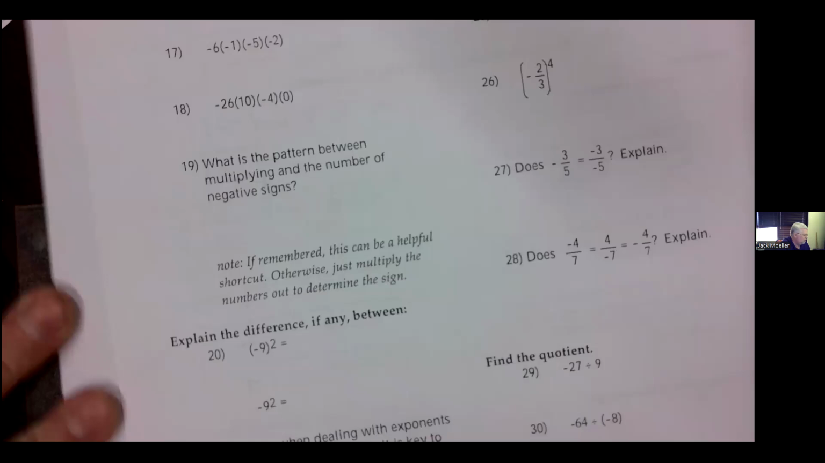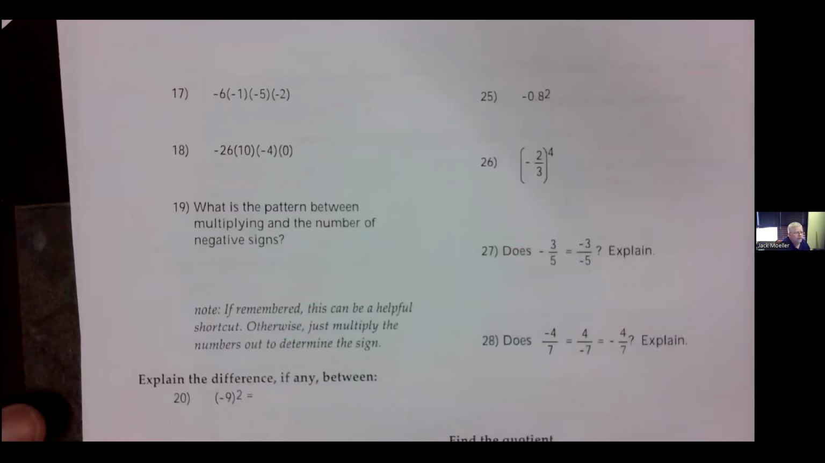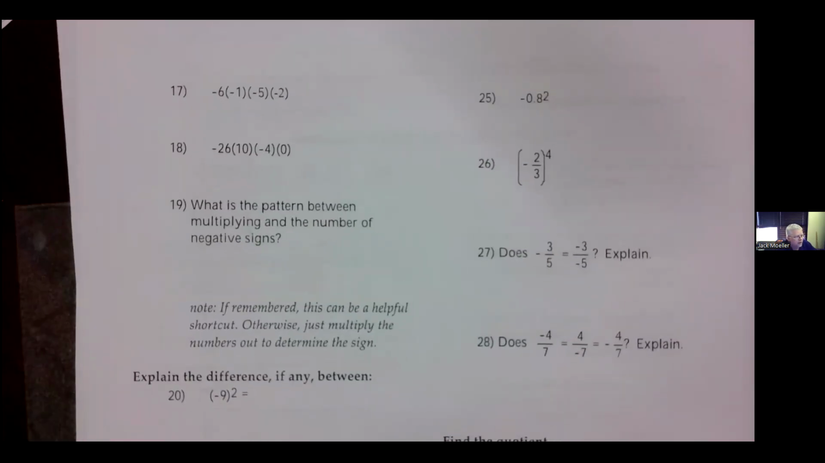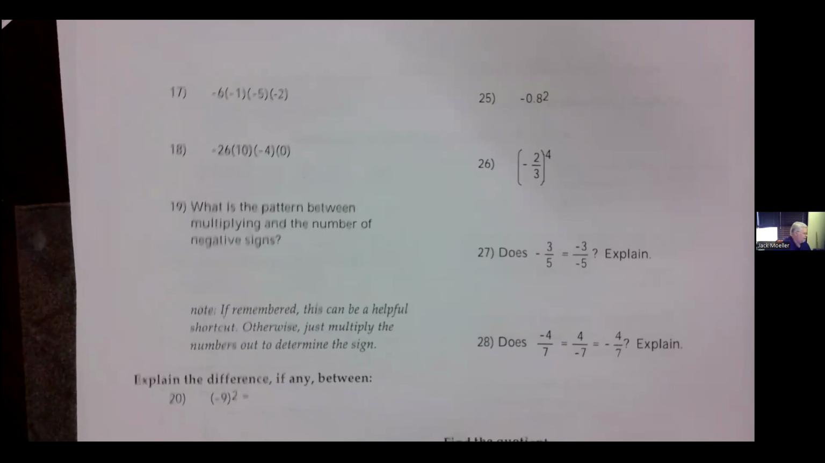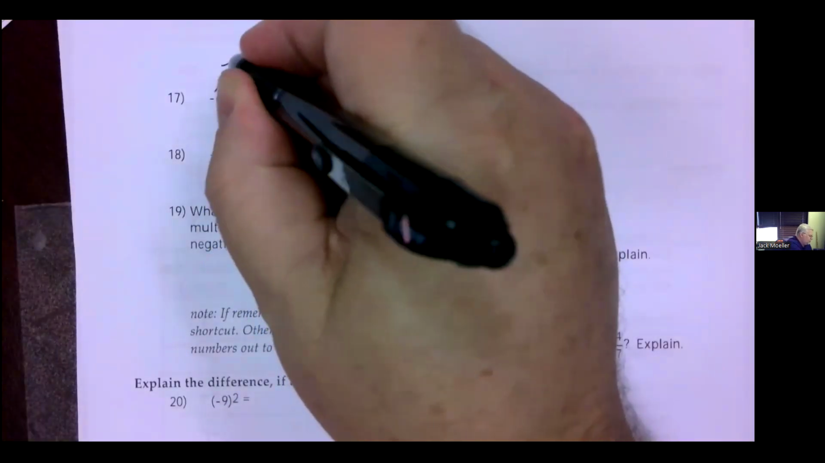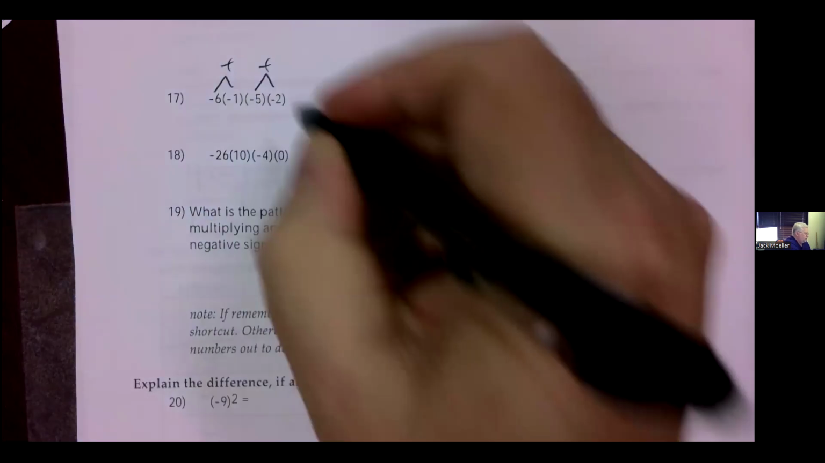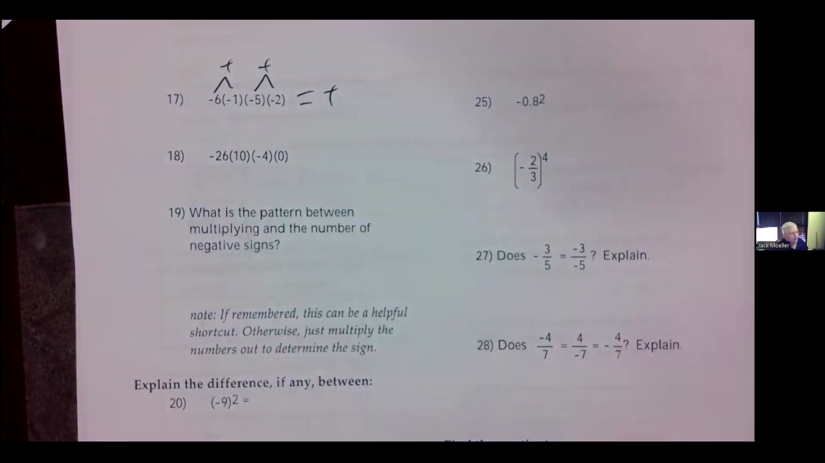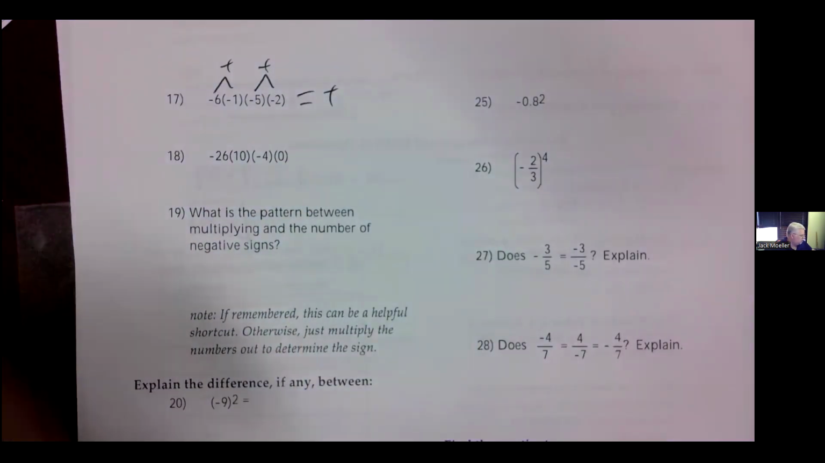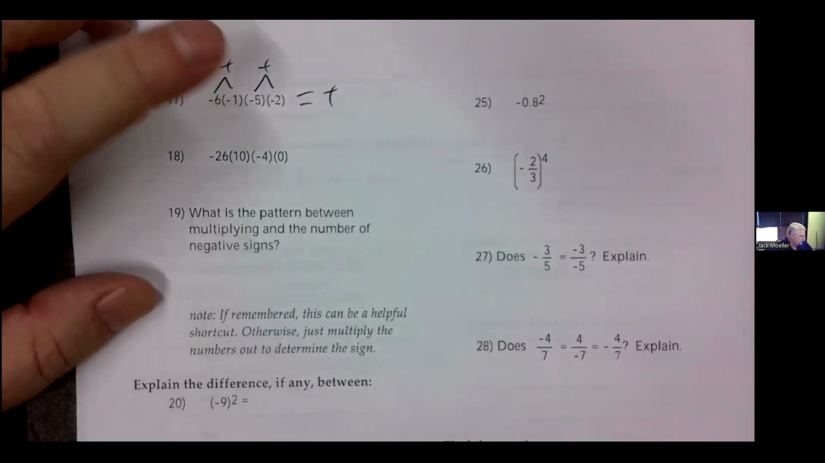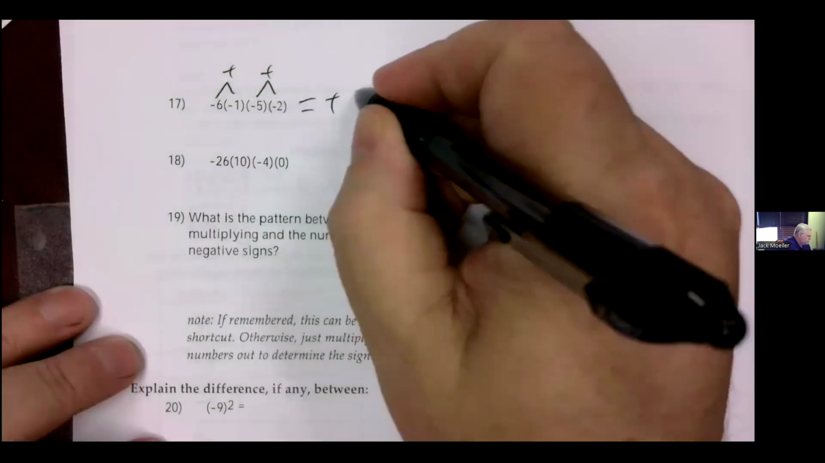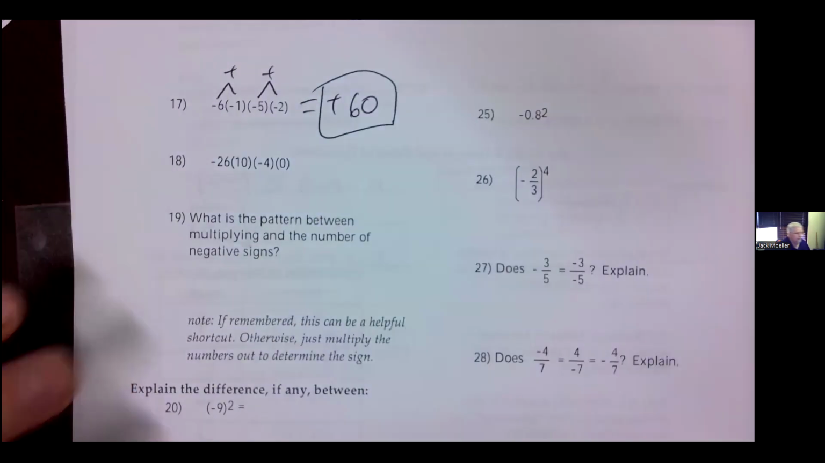Okay. So for example, number 17, -6 times -1 times -5 times -2. Is that answer positive or negative? Well, you have 1, 2, 3, 4 negatives. So negative times negative is positive, negative times negative is positive. It tells you your answer is positive. And then, 6 times 1 is 6, that gives you 10. So your answer is 10 times 6, or 60.